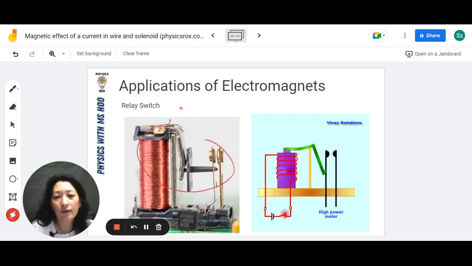This is an actual photo of a relay. So here's the coil. This piece here you can see is the armature, which is connected to the contacts. So as this rotates, this will push this contact to touch this contact, just like over here. And that's how the relay switch works.